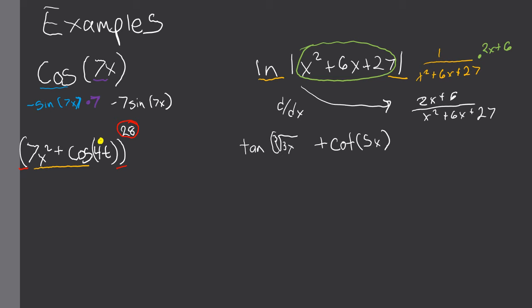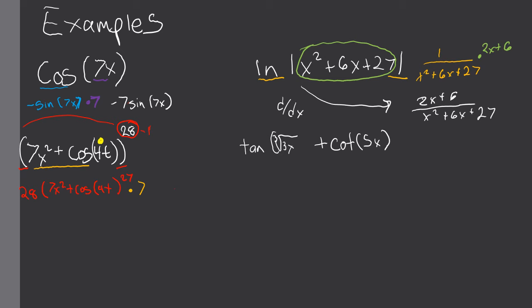So we'll start on the outside and work our way in. We bring that 28 down and subtract 1, and that gives us 28 times 7x squared plus cosine 4t to the 27th. And so that's the first thing. That's our first outer function. The next function that we have is the derivative of the inner function.